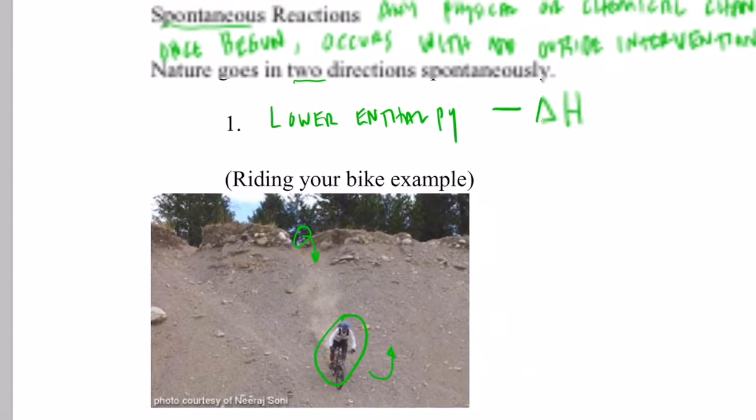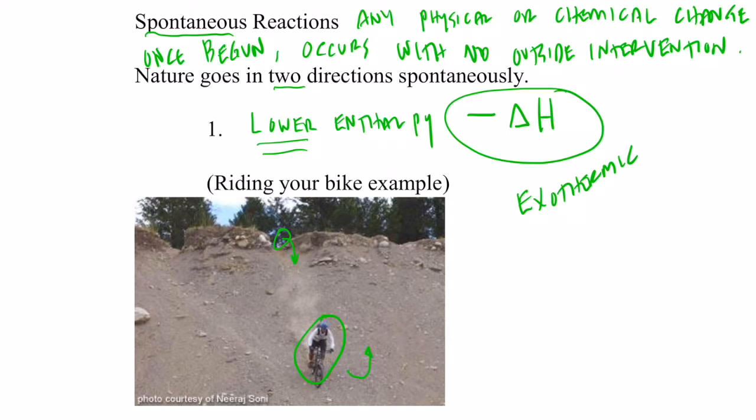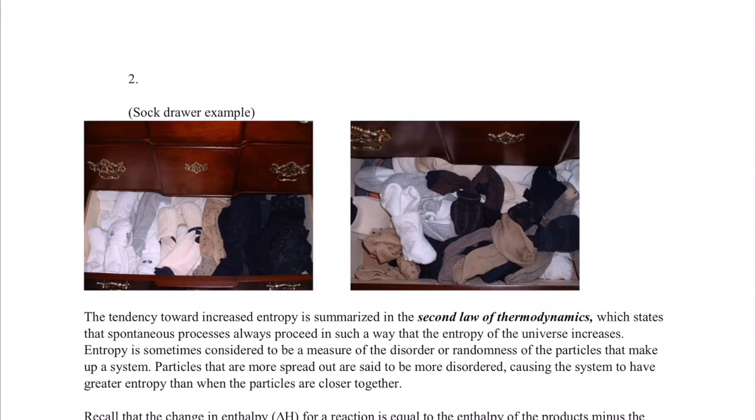The same thing is true with chemical reactions. Nature prefers to go to lower enthalpy. It prefers a negative delta H. We call those exothermic reactions.